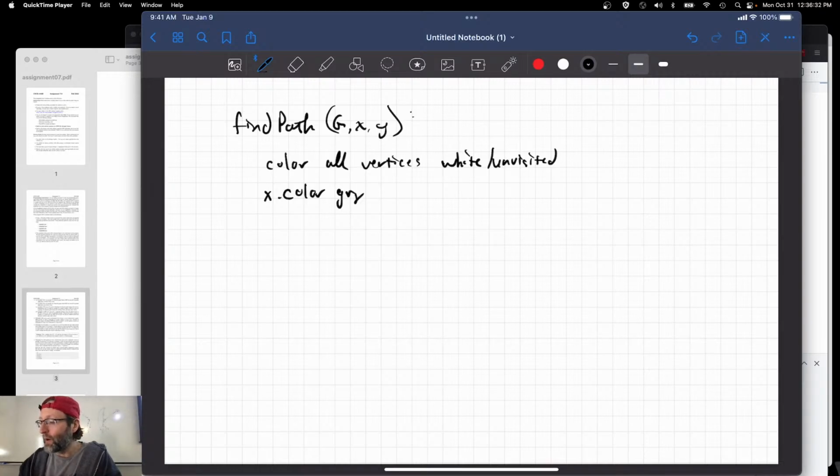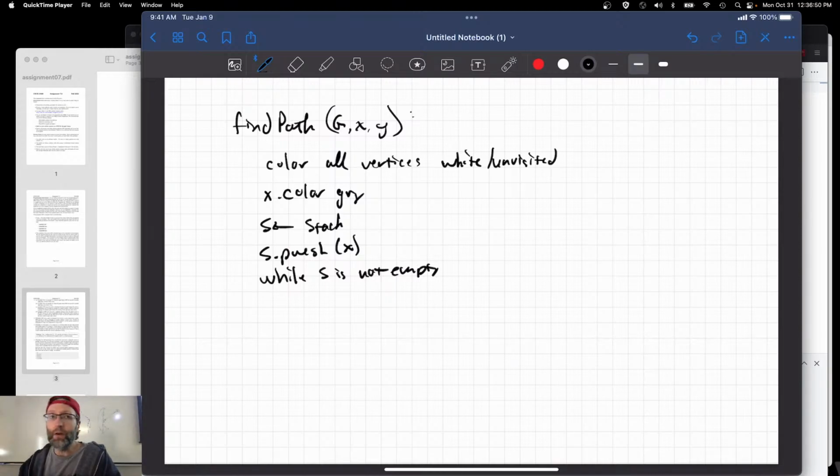And then you enqueue it, so S is going to be a stack. You push it, S dot push X. And then you go into a regular old while loop, while S is not empty. I'm just going to modify the DFS that we gave. I'm going to cut out all of the extraneous stuff that you're not actually going to use: the discovery times, the finish times, etc.